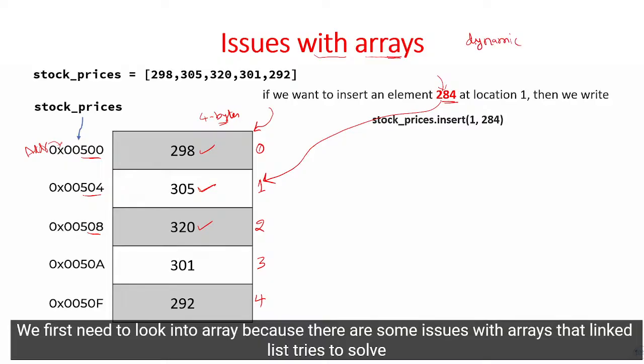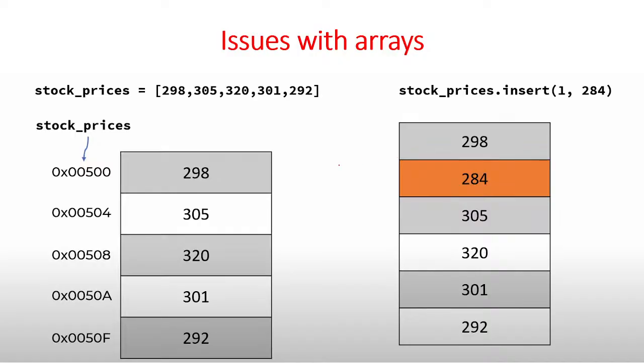Sorry, lists are how arrays are implemented in Python. These lists are nothing but dynamic arrays in Python. Even though they are dynamic, there are some disadvantages that we need to understand. When you write this statement using the insert function, it inserts 284 at location 1. Then the new array looks like this, with 284 inserted.